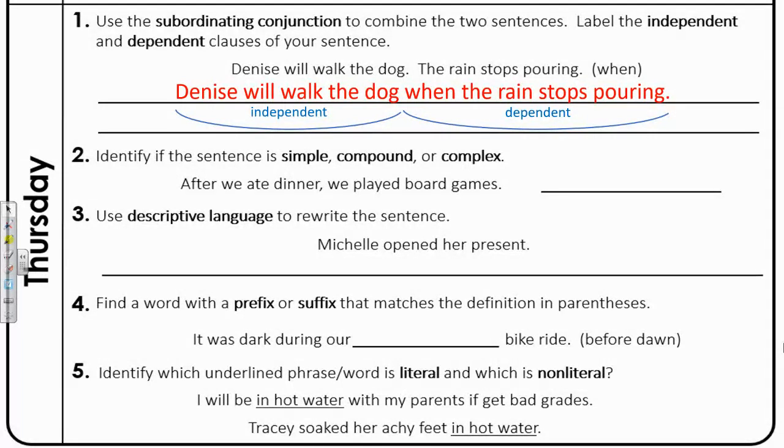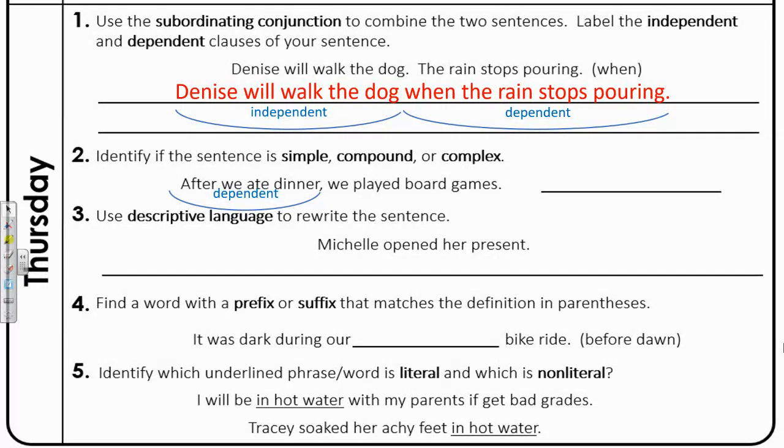Number 2, identify if the sentence is simple, compound, or complex. After we ate dinner, we played board games. Well, let's look at those clauses again and see what kind they are. The first clause says, after we ate dinner. That cannot be a complete sentence by itself. So there we have a dependent clause.